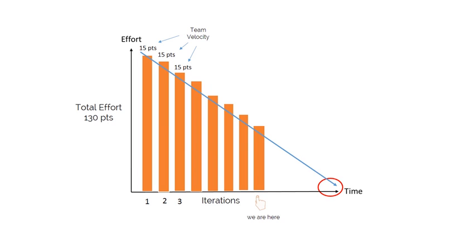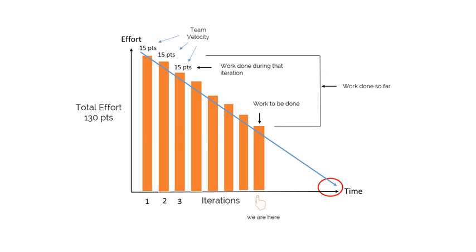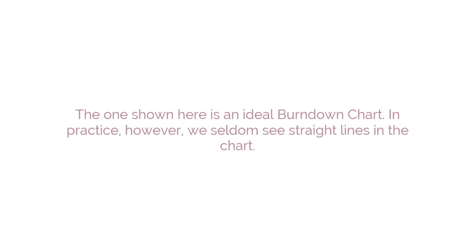On the left, we can see the total effort, and on the right, we have the team velocity. This graph depicts work done during iterations, work to be done, total work done so far, and when work is to be done. Isn't it great to get all this information from one chart? The one shown here is an ideal Burndown chart.